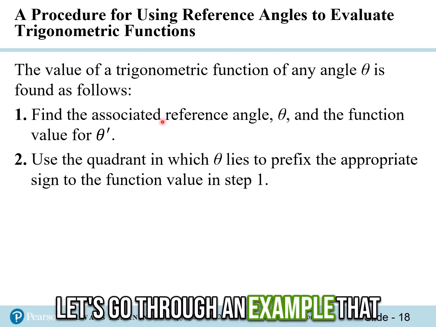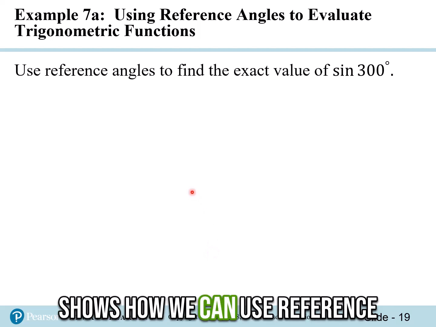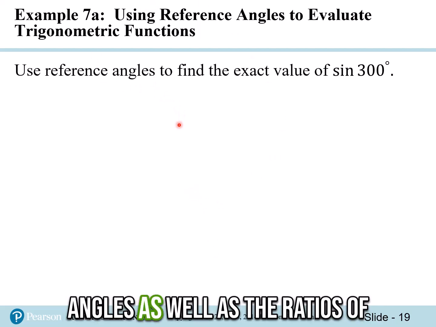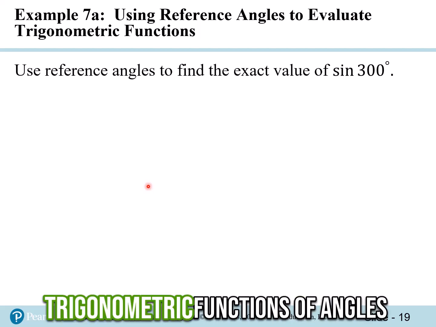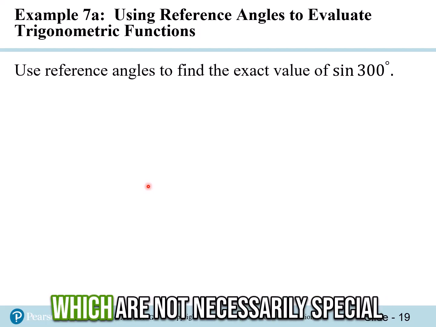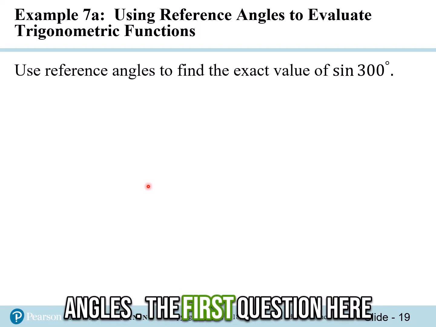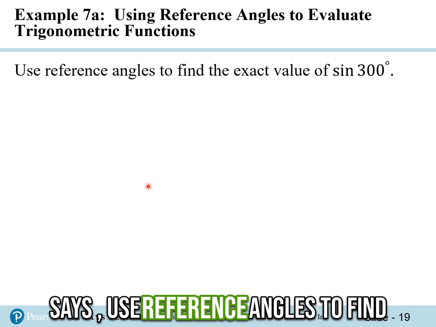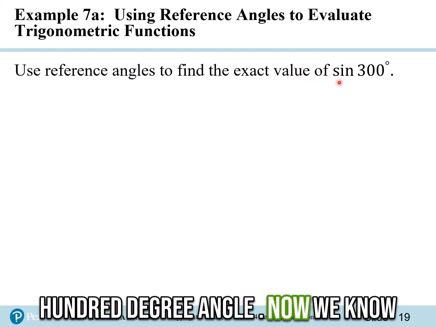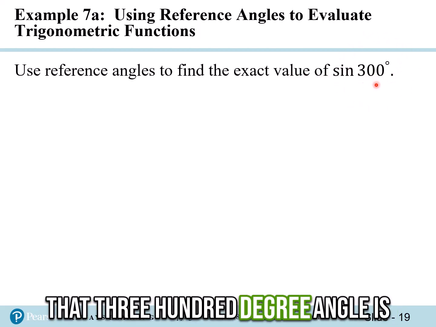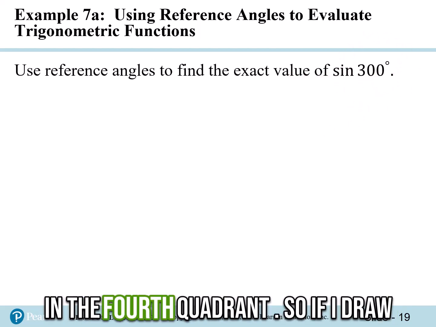Let's go through an example that shows how we can use reference angles as well as the ratios of special angles to evaluate the trigonometric functions of angles which are not necessarily special angles. The first question here says use reference angles to find the exact value of sine of 300-degree angle. Now we know that 300-degree angle is in the fourth quadrant.